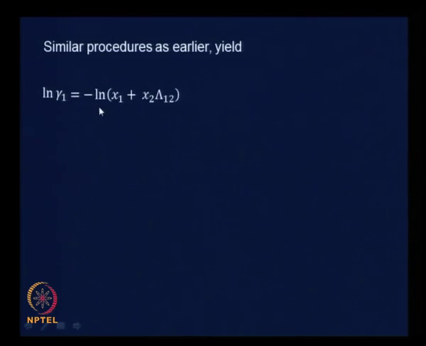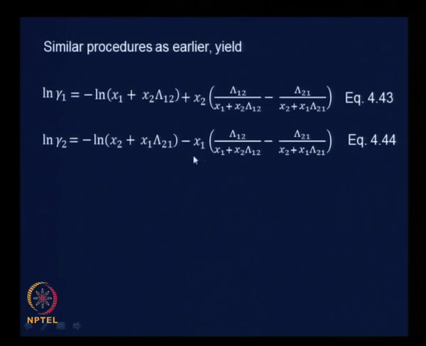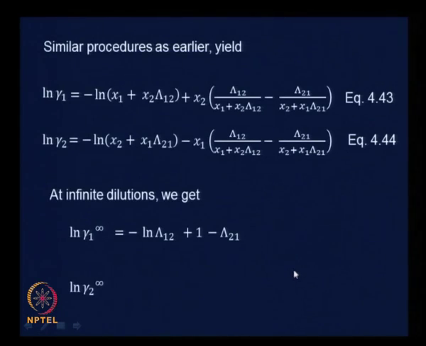Ln gamma 1 equals minus ln of x1 plus x2 gamma 12 plus x2 times gamma 12 divided by x1 plus x2 times gamma 12 minus gamma 21 divided by x2 plus x1 times gamma 21, and ln gamma 2 equals minus ln of x2 plus x1 times gamma 21 minus x1 times gamma 12 divided by x1 plus x2 times gamma 12 minus gamma 21 divided by x2 plus x1 times gamma 21. So, the second combination term is actually the same in both these expressions, and we saw the expressions for infinite dilutions also.